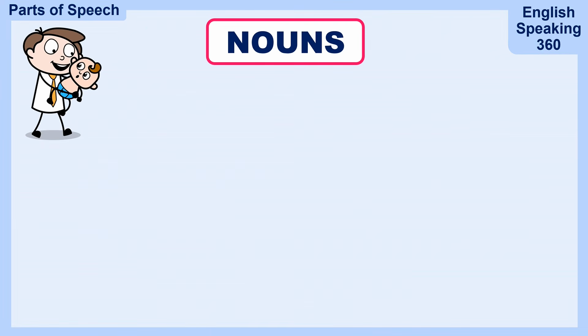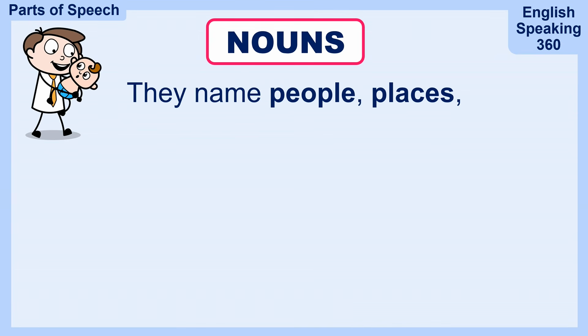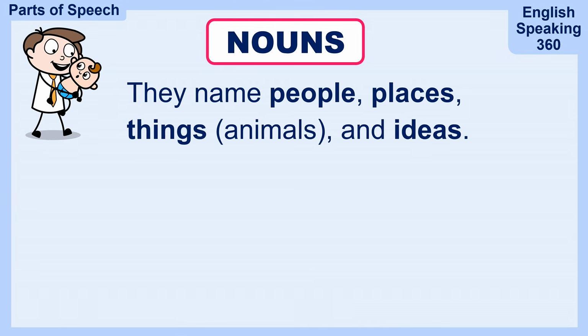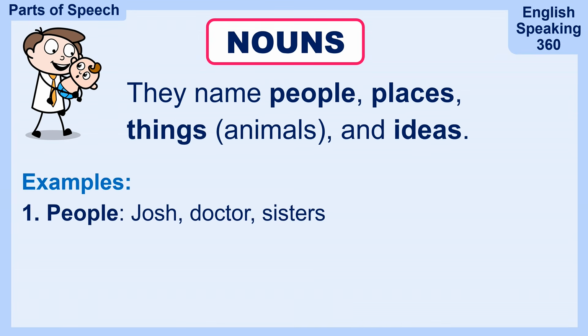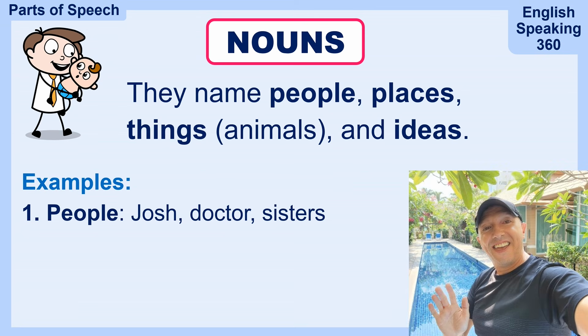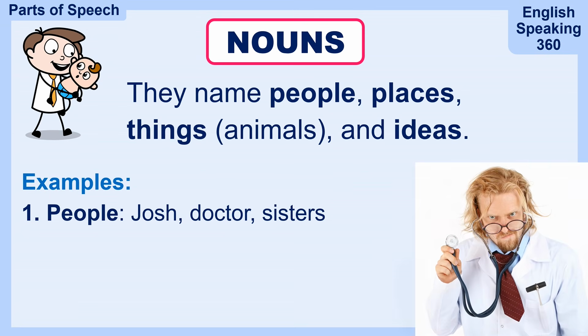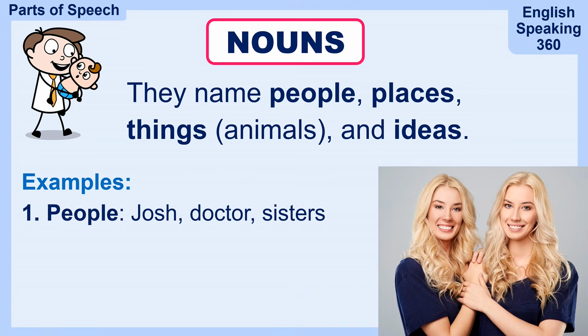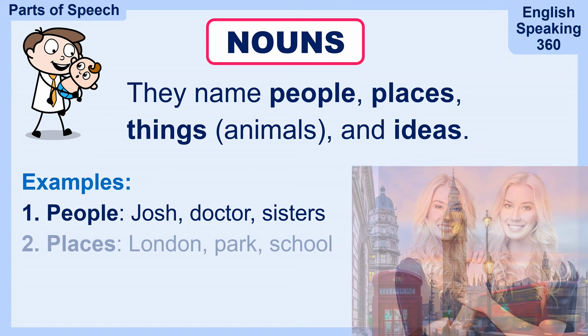Now let's go with nouns. They name people, places, things, or animals, and also ideas. Let me give you some examples. So for people, you could have a person's name like Josh. Hello guys, it's me! Also for someone's job, doctor, and sisters. All of those are people.